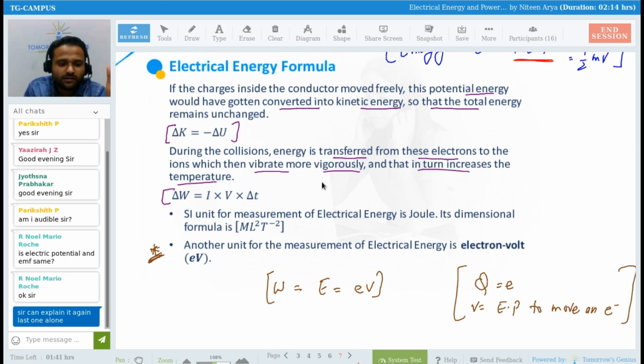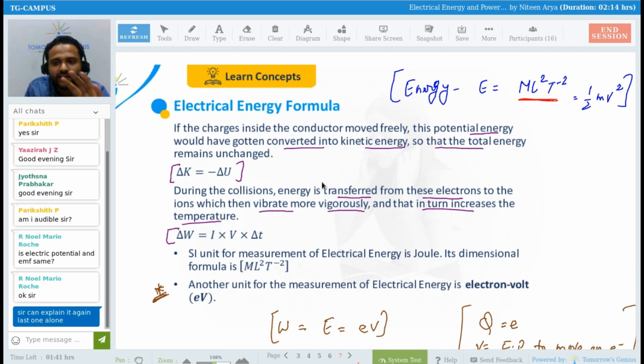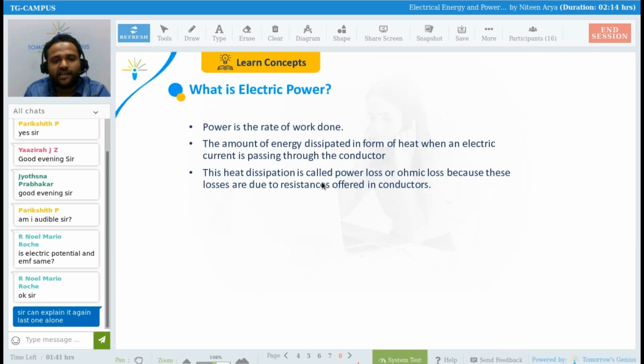Okay, so this is just a representation, written format, nothing new. I already taught you this in the previous slide. Now, electric power. Power is the rate of work done, or you can say energy per unit time taken. So that is very easy. Power, that is a concept of 10th class.